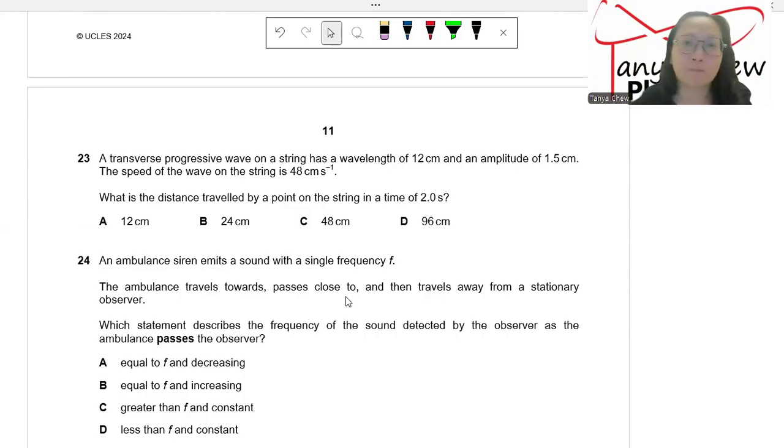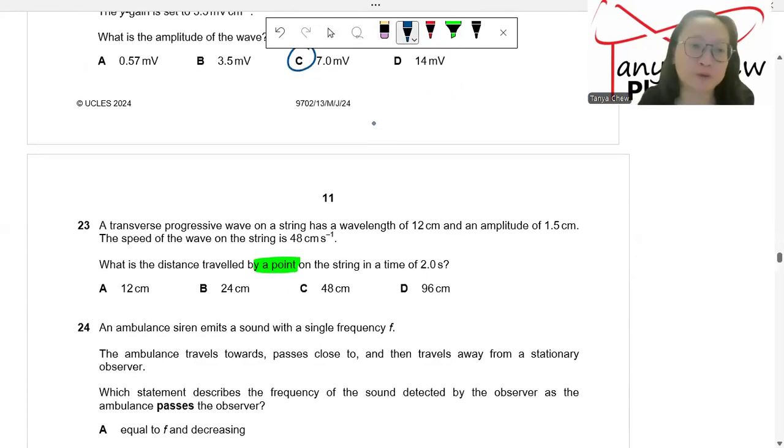What is the distance traveled by a point on the string in a time of 2 seconds, right? Now, first of all, I find the frequency first. V equals F lambda. F is equal to V over lambda. I am not going to change the cm to meter because my speed is measured in cm per second and my wavelength is also cm. That is why I'm using 48 divided by 12 and I got 4 hertz.